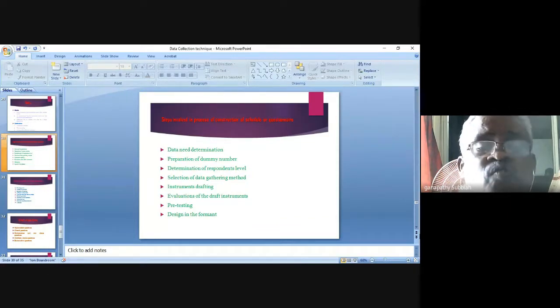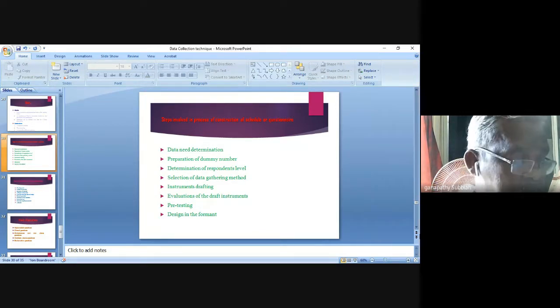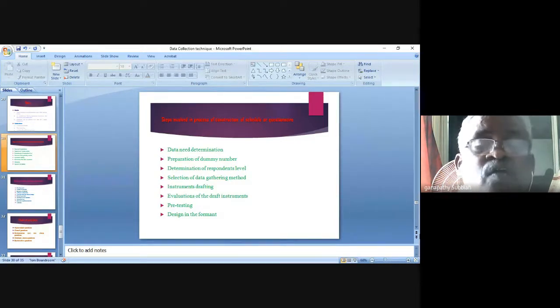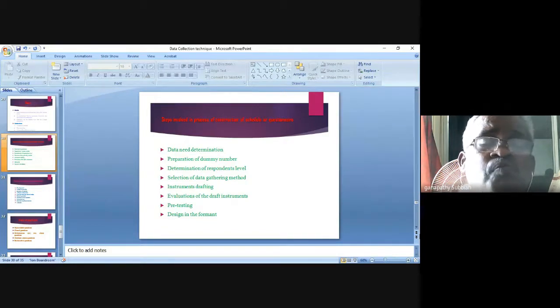Then, steps involved in the process of construction of schedules and questionnaires. What are the steps involved in the construction of schedules and questionnaires? What are the points to be taken into account for the construction of schedules or questionnaires?